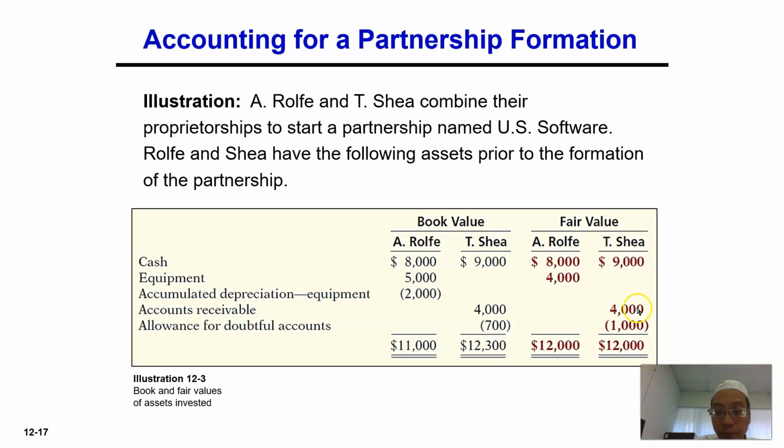they come up with $1,000. So in total, the fair value of Rolf's original business is 12,000, which is 8,000 plus 4,000, and Shia's original business has a fair value of 9,000 plus 4,000 minus 1,000, which equals 12,000. So each of them is bringing capital to the value of 12,000, although their original book values are different, but we take the fair value instead of the book value. So how do we record it?